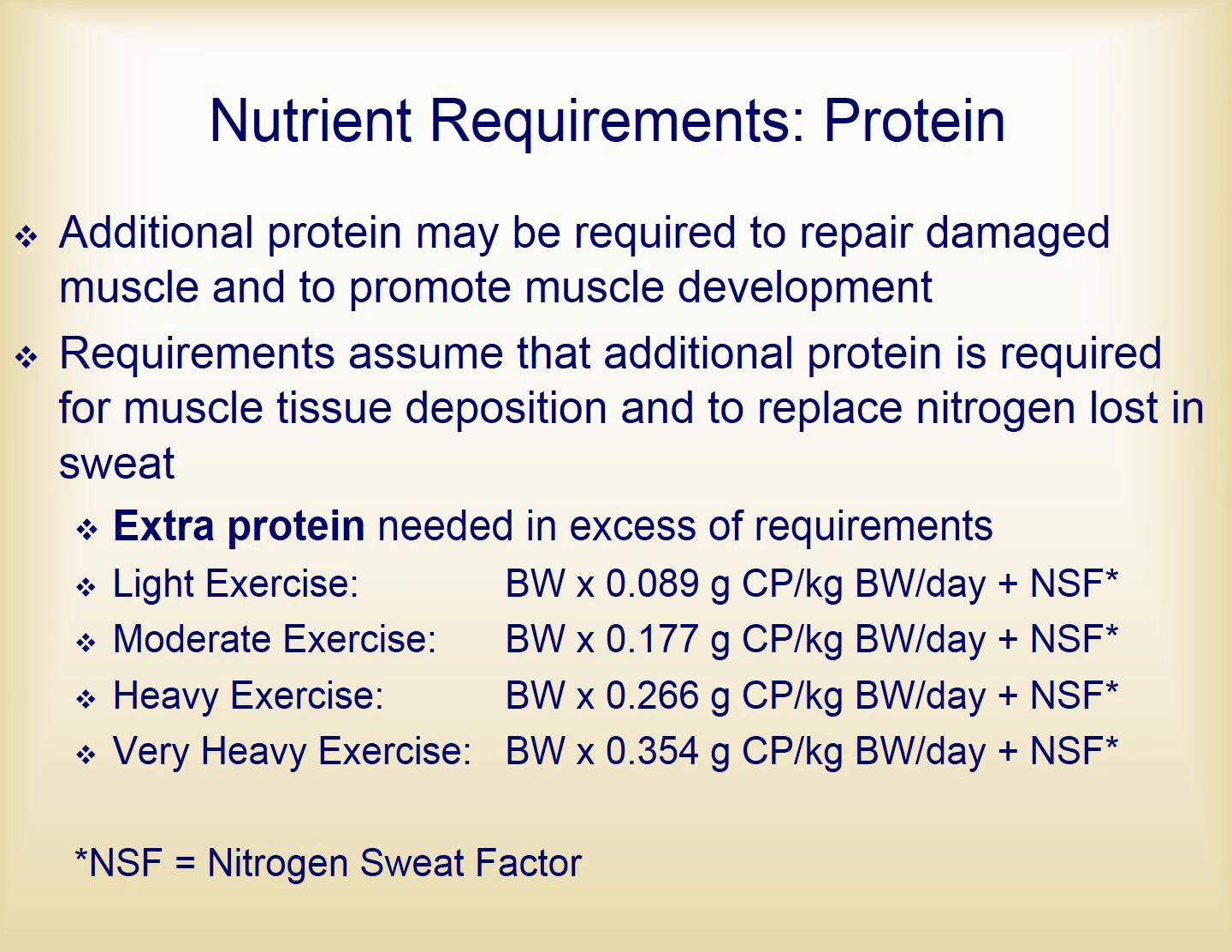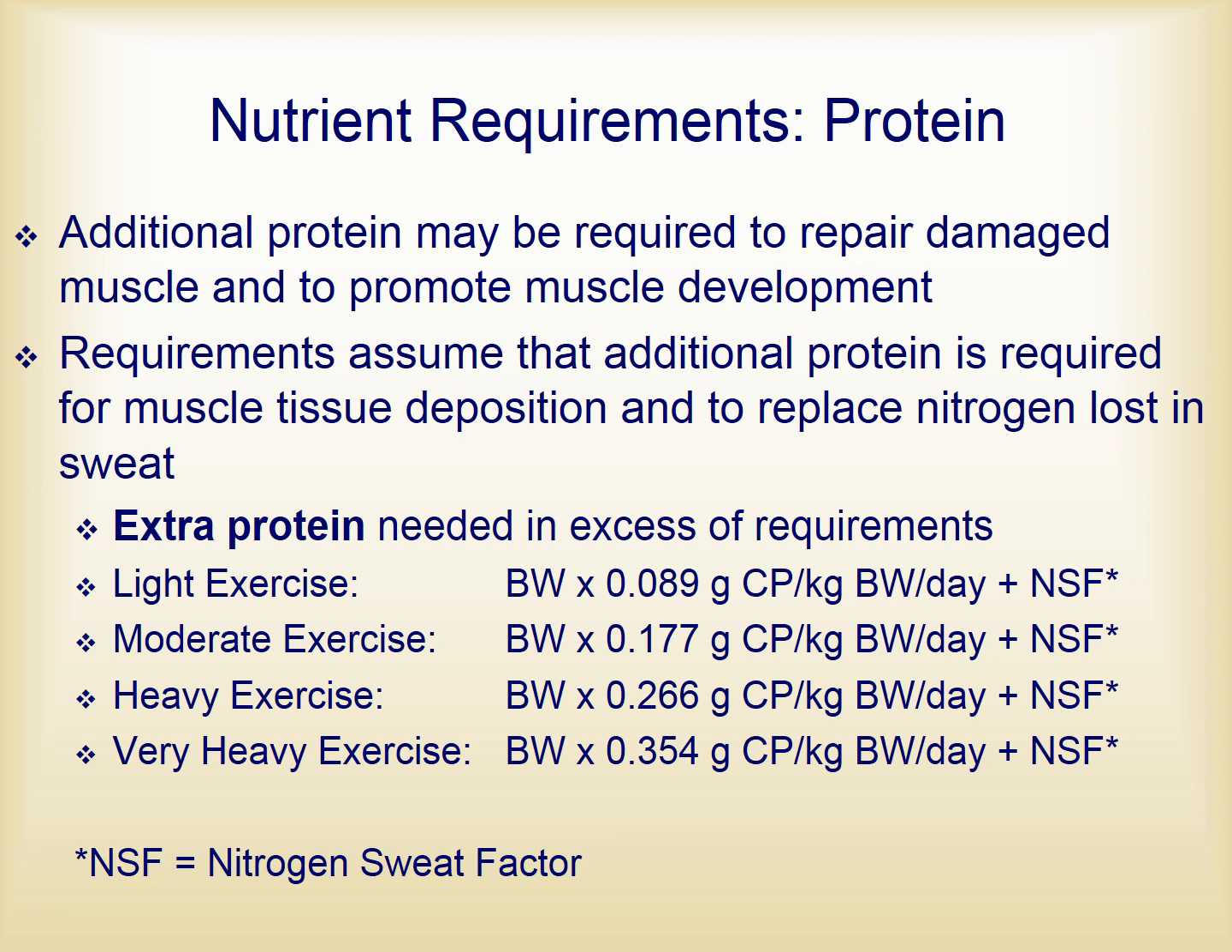Next, we'll discuss protein. Our working horses require additional protein in their ration to help repair damaged muscle and also to promote muscle development as they continue to work and exercise. And the requirements that we calculate will assume that additional protein is required for muscle tissue deposition and to replace nitrogen that's lost in sweat. Now, what you need to remember when you look at this slide and when you're looking at your notes is that the values and the equations here are for the calculation of extra protein in excess of the actual requirements. So what you do is you calculate the requirement of protein for the horse. Then you make this calculation and add it to the horse's protein requirements.